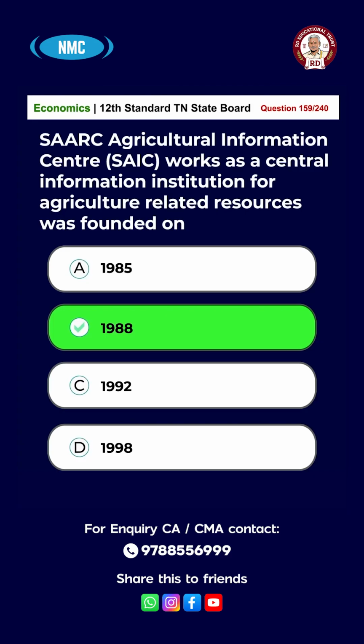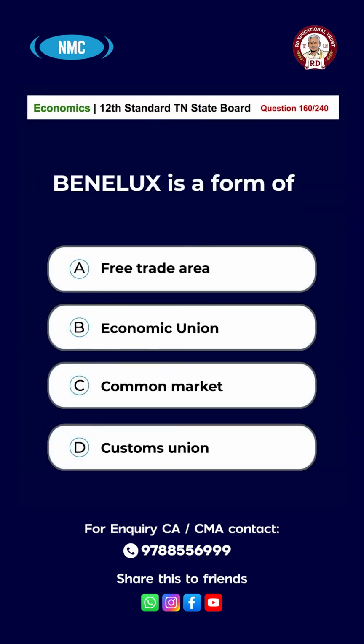1988. Question number 160. Benelux is a form of A. Free Trade Area, B. Economic Union, C. Common Market, D. Customs Union. The answer is option D. Customs Union.